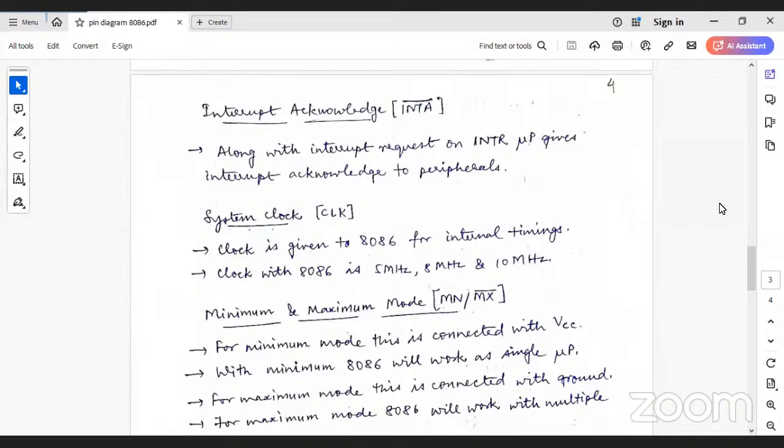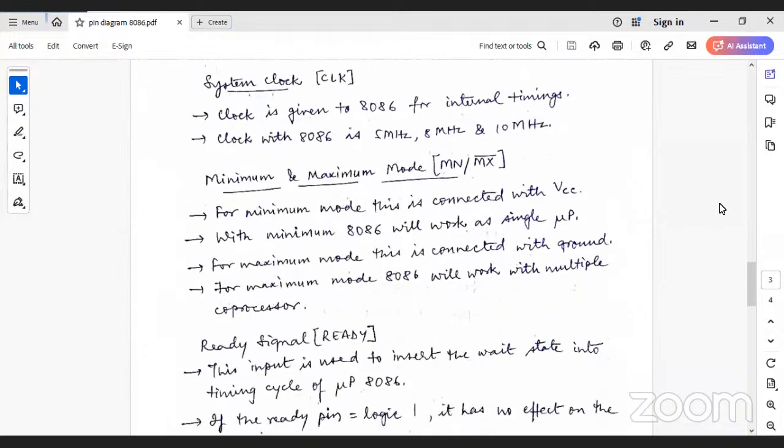Your 8086 processor can have a clock with a frequency of 5 megahertz, or 8 megahertz, or 10 megahertz. So the possibility is there that you can have different clocks, and still your 8086 will be compatible with all the different frequencies of the clock. The design is set in that way.